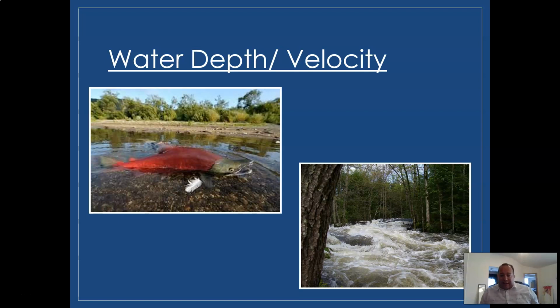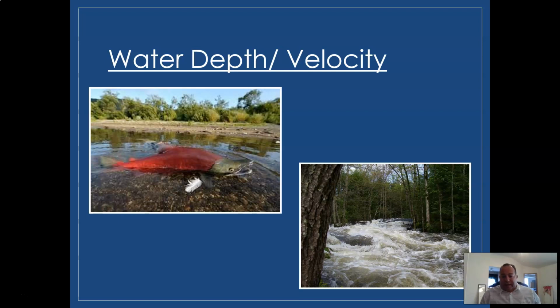Water depth and velocity. I think these pictures really paint the idea of what we're trying to get at when we're talking about water depth and velocity. In terms of water depth, with this picture of this salmon right here, if the fish is big enough that it cannot move around in the water, there's not enough depth for it to move around, and it's going to struggle to do all the things it needs to in terms of spawning or moving up and down the river.